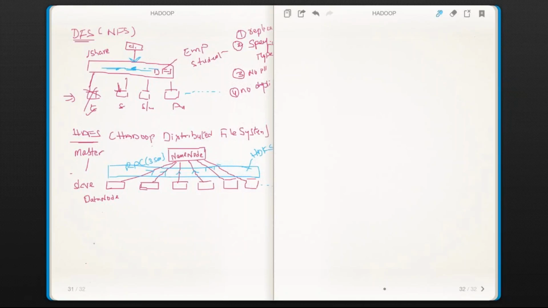Suppose I have some data called Amazon data. If I want to put employee data in this, how will the data be written into a normal file system or distributed file system? Any idea, guys? The data will be divided into blocks.